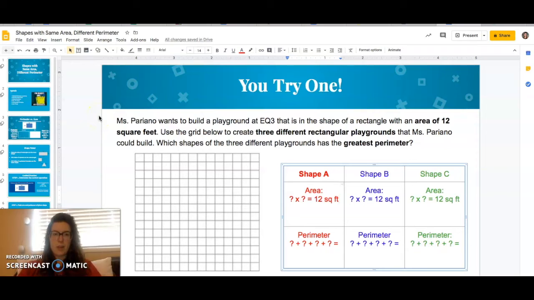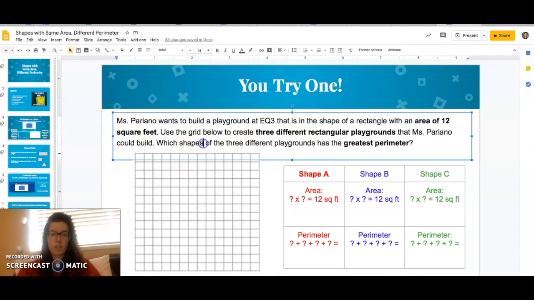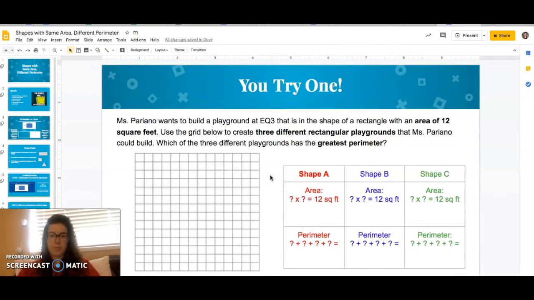All right, so the problem says, Miss Pariano wants to build a playground at EQ3. How fun. That is in the shape of a rectangle with an area of 12 square feet. Use the grid below to create 3 different rectangular playgrounds that Miss Pariano could build. Which of the 3 different playgrounds has the greatest perimeter? That's a lot of information, right?